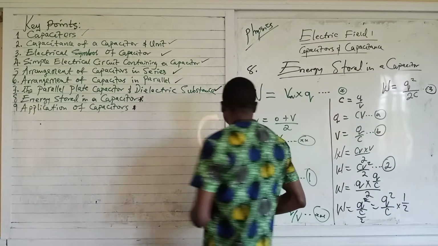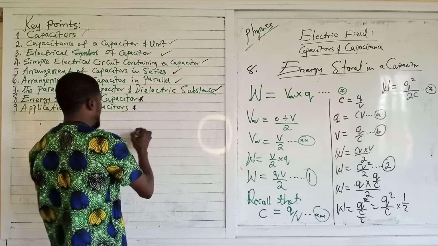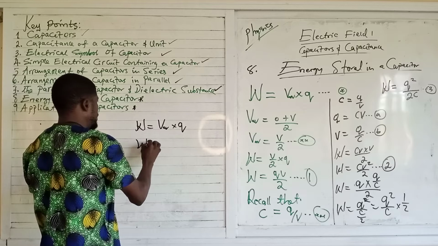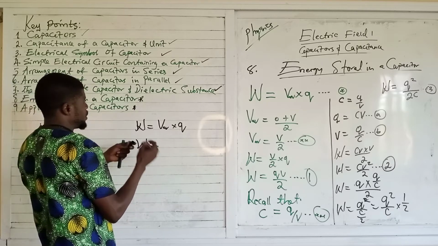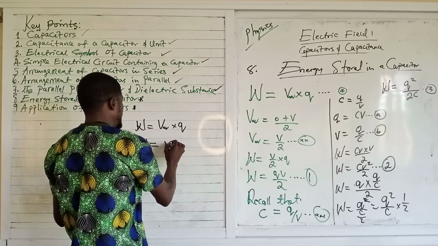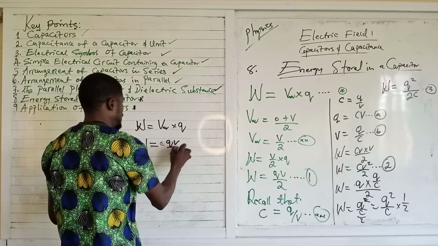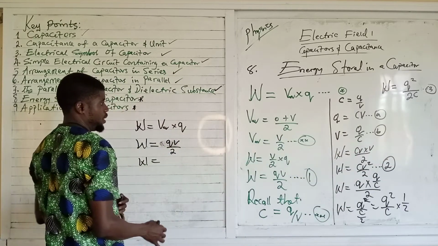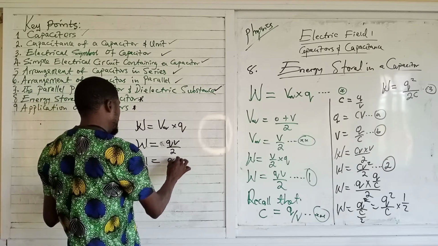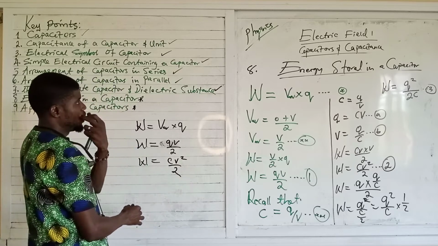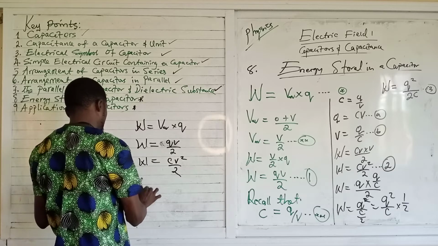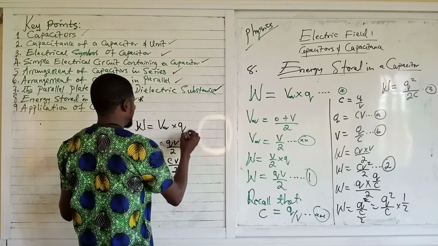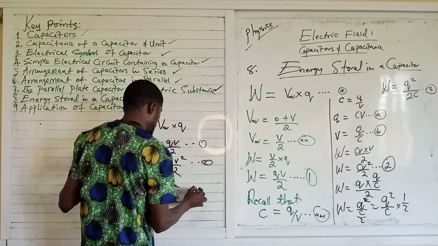So in summary, the work done in charging a capacitor is given as W is equal to V average times Q. W is equal to QV all over 2. W is equal to CV squared all over 2. And the last one is W is equal to Q squared over 2C. So we call these equation 1, equation 2, equation 3.